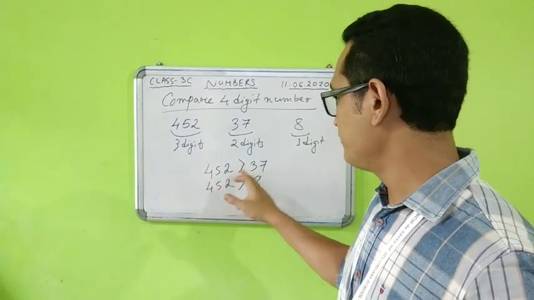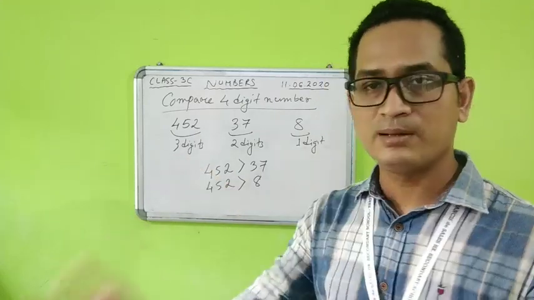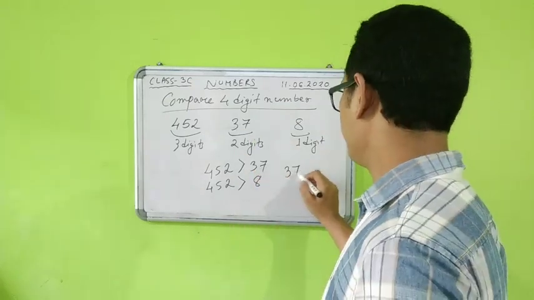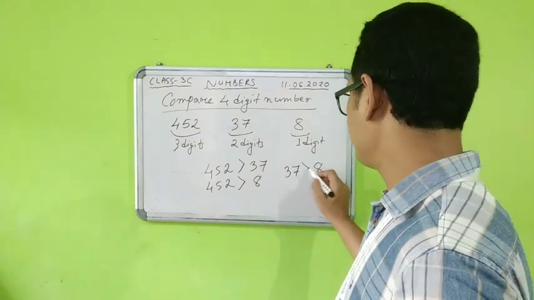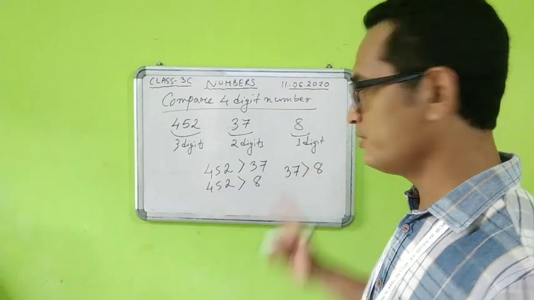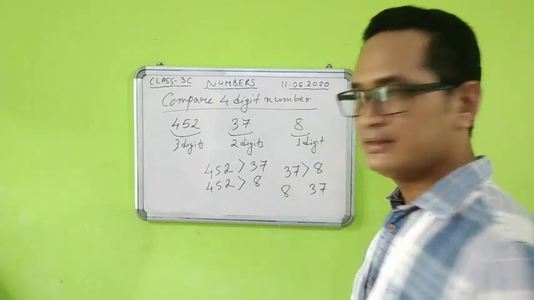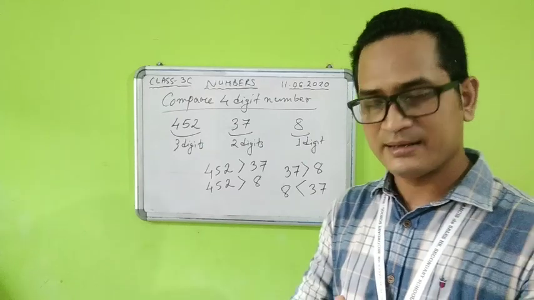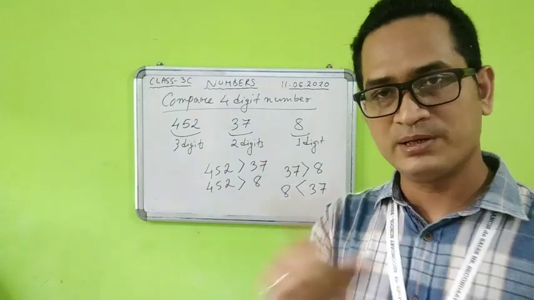So that means 452 is greater than 37, 452 is greater than 8 also, because 452 has more digits. Fine. If I have to say 37 and 8, which one is greater out of these two? Of course 37 has 2 digits, 8 has 1 digit. So that means 37 is greater than 8. So the opening part will be towards 37 and the closing part will be towards 8. Fine. If I change this place, if I write like this, then what will happen? The symbol will also change. The symbol will come like this. That means wherever the position of the numbers is, you just need to see which one is greater, and the opening part should be towards that.